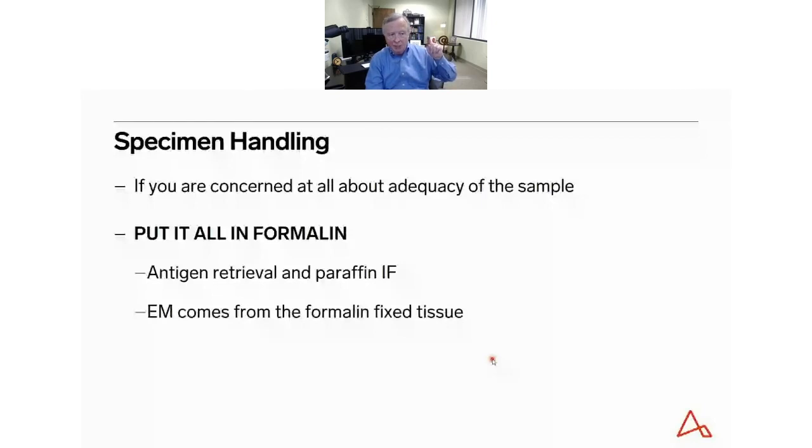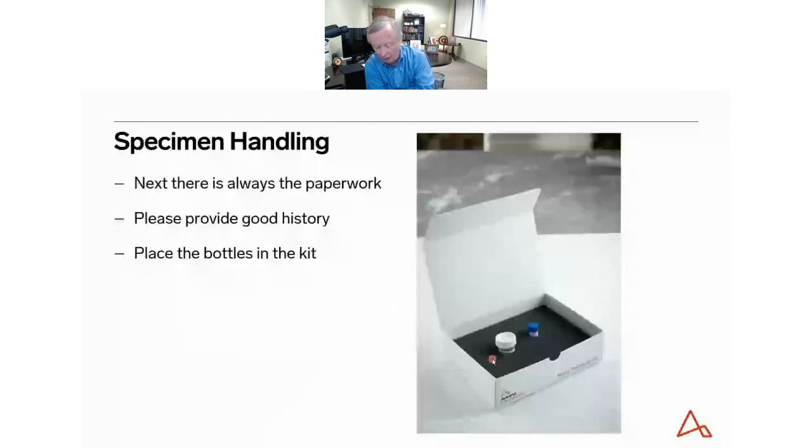All right, this slide, I put a double in here because you've got to remember, we can do a lot with formalin fixed. I can do hardly anything with Michel's except immunofluorescence. The EM comes from formalin fixed. Renal pathology can do paraffin immunofluorescence from formalin fixation. So the good stuff goes in formalin.